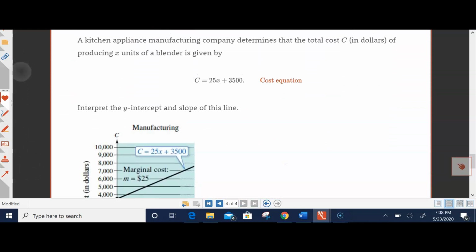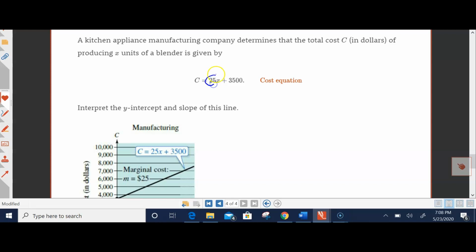Okay, let's check out another application. So we've got an appliance manufacturing company that determines that its total cost of producing x units of a blender is given by this equation. So this is our cost equation. We want to interpret the y-intercept and the slope.